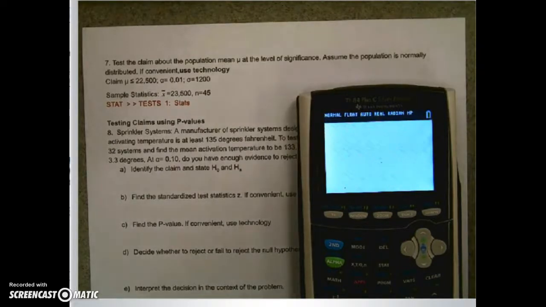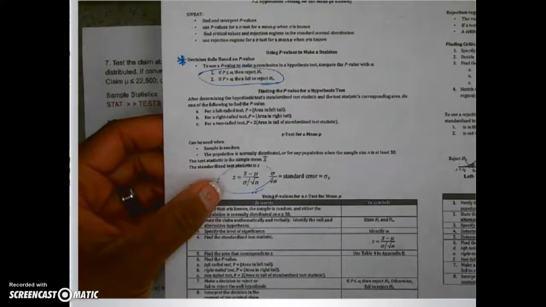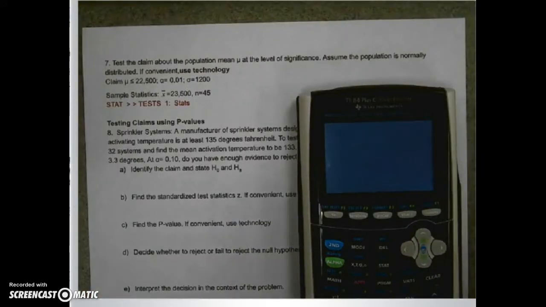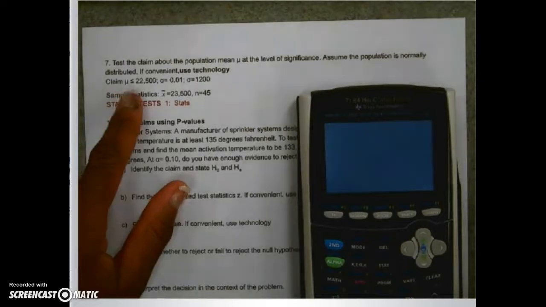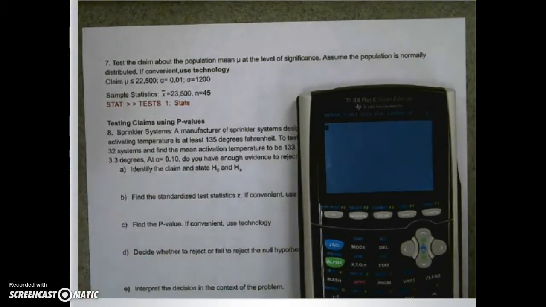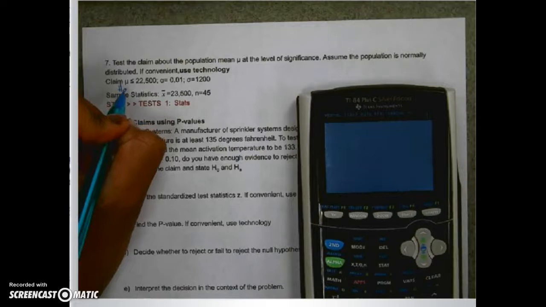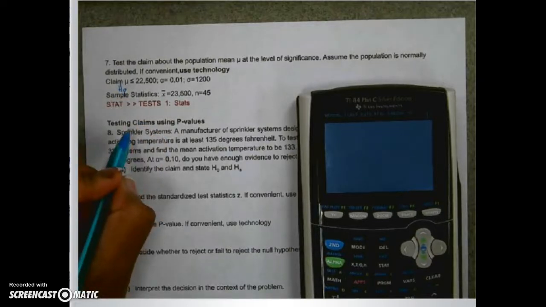So remember we had that formula, z equals, I should just show you right quick. This formula, we can do all of this with just this, but we're going to use technology because we can now. So this is our information. Here's our claim, and our claim, just to note, is the null hypothesis. And what we're going to do right now is figure this stuff out.